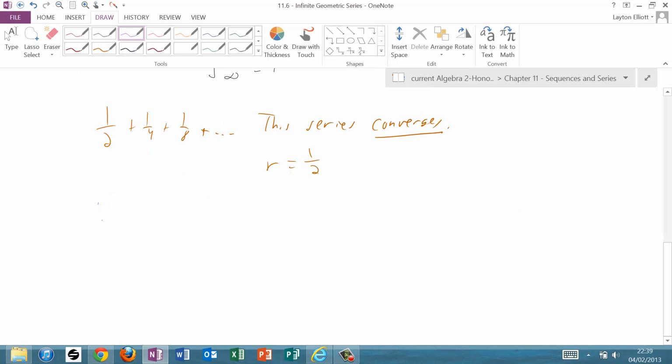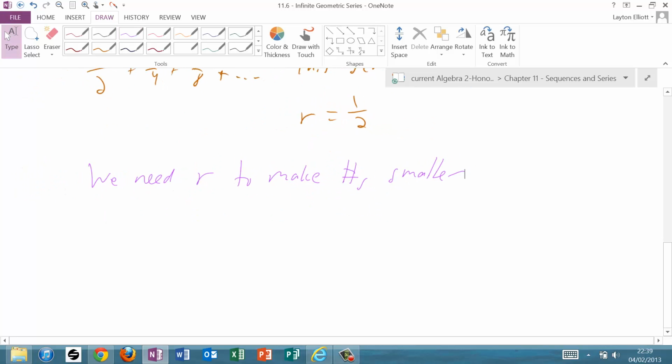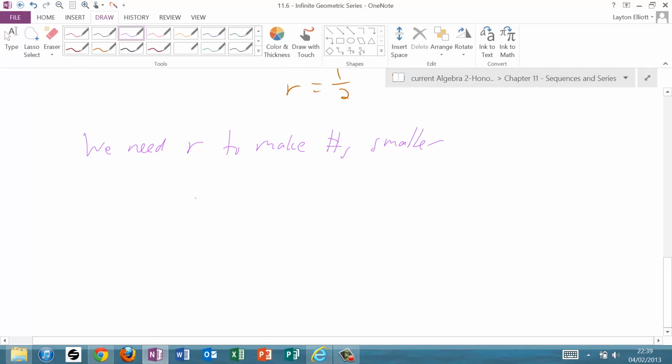that converges is we need the r value to make the numbers smaller. And when I say smaller, I don't mean more negative. I mean smaller as in smaller in their absolute value. In fact, the only r values that are going to make those are going to be r values that are less than 1. Or what I should say is absolute value of r is less than 1. In other words, -1 is less than r, which is less than 1. Or r is between -1 and 1, where r is not equal to 0.